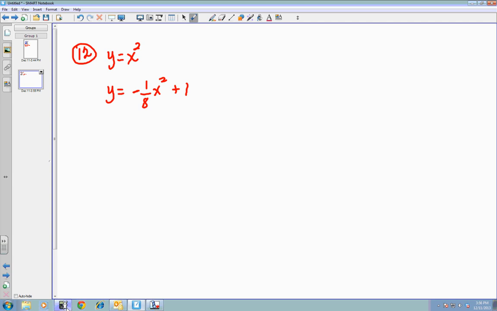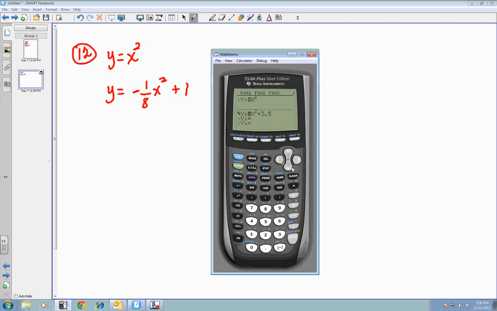Let's look at the graph and see what it looks like. I'm going to clear both of those out. I'm going to put my x squared function in my y1, and in my y2, I'm going to put -1/8. I'm going to use my fraction button. Now x squared is over to the side, it's not in the bottom, so you have to be careful with that. -1/8 x squared plus 1. I'm going to make this graph a little darker so I know the difference between the two when I'm looking at them.